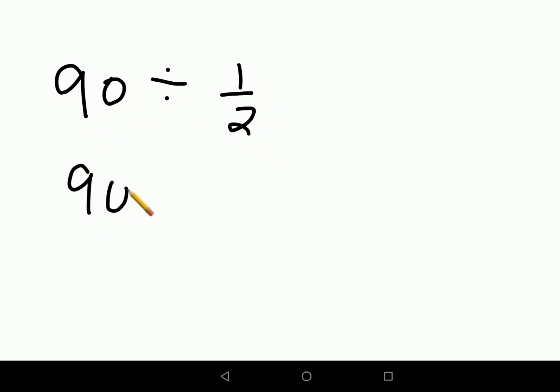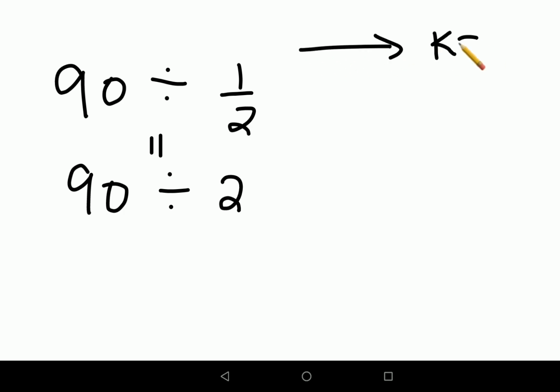Now, unfortunately, they think 90 divide by half, okay? See, 90 divide by half and 90 divide by 2, they are not the same. Please understand. Why like that? Because of the rule of KCF.